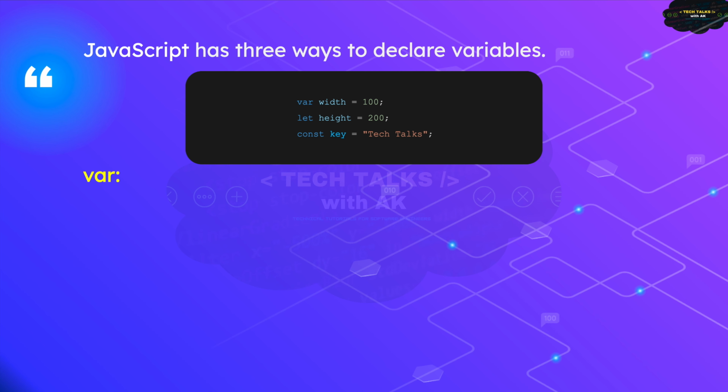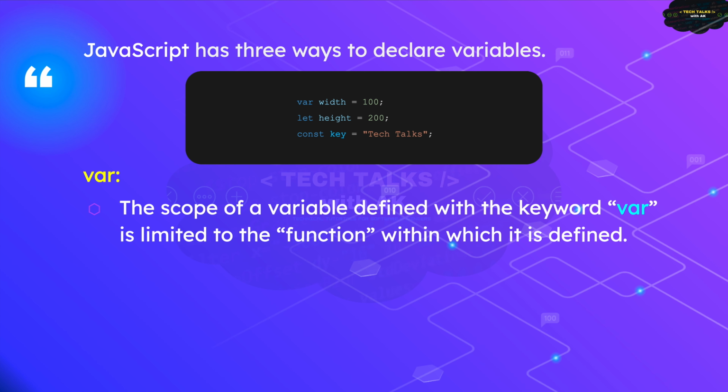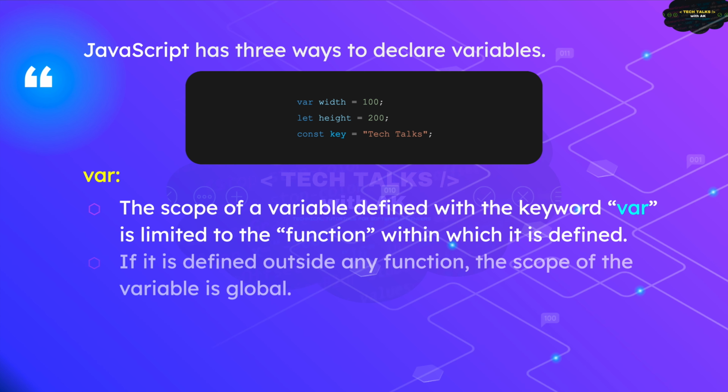Let's understand var. The scope of a variable defined with the keyword var is limited to the function. If a variable is defined outside any function, the scope of that variable is global. In one line, we can say var is function scoped.